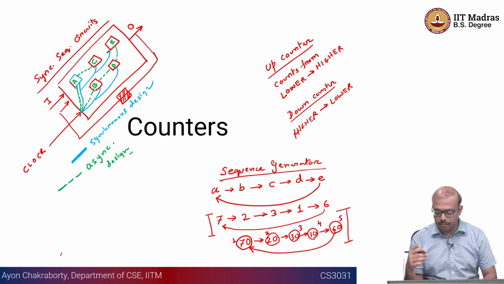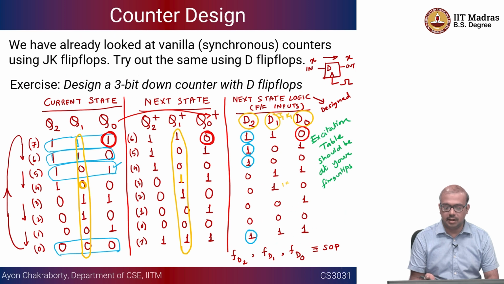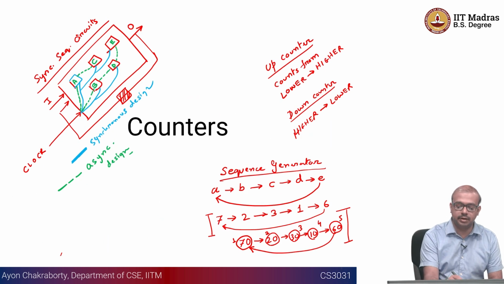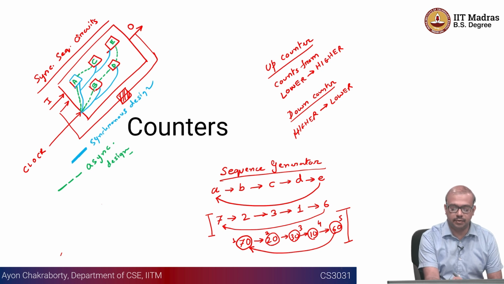Again, going back to this table and coming back to this particular sequence, we have to look at the present state and the next state. If your present state is 7, the next state is going to be 2. If your present state is 2, the next state is going to be 3. If it is 3, it is going to be 1.